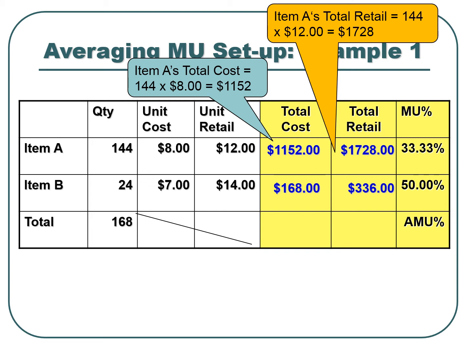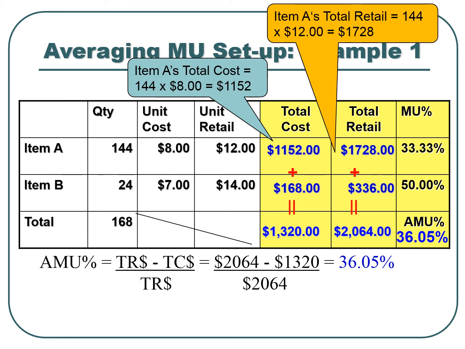So that way we can calculate $1,152 total cost for item A and $1,728 total retail for item A. We do exactly the same thing for item B, and that will be $168 for total cost of B and $336 for total retail of B. Once we know the total cost and total retail of each of item A and item B, we should be able to calculate the total cost for the total, as well as total retail for the total.